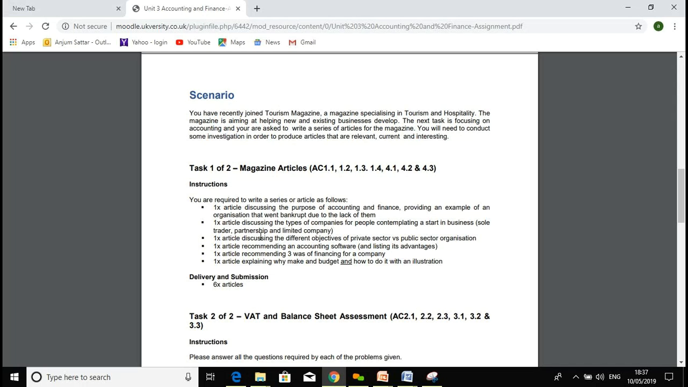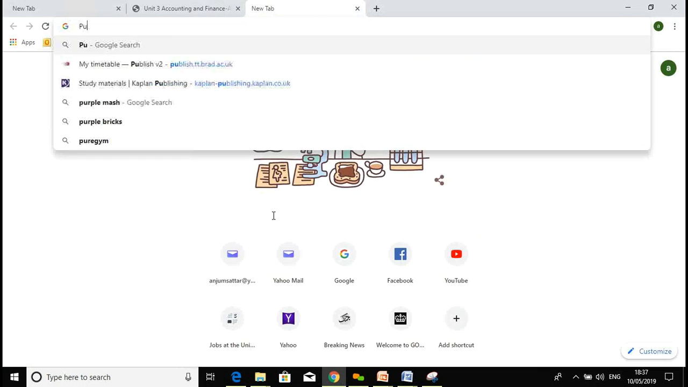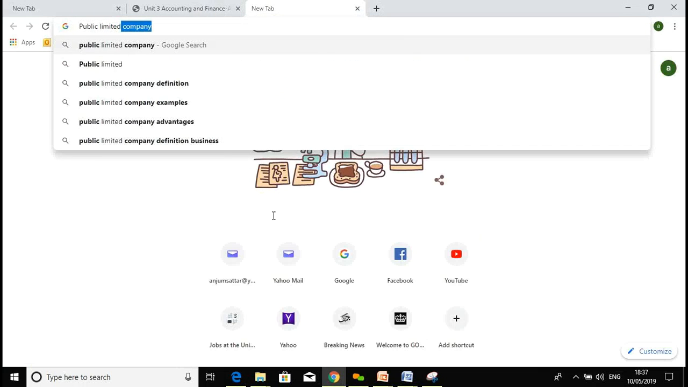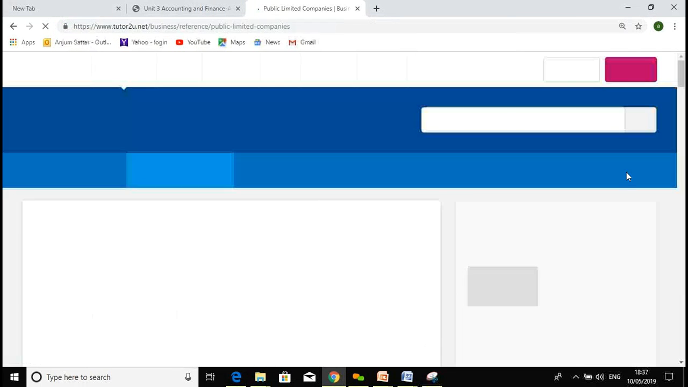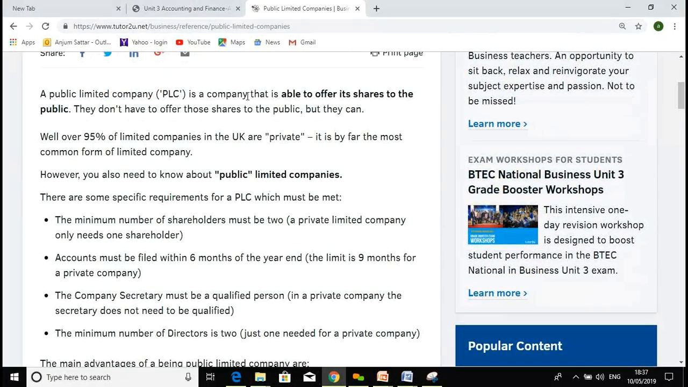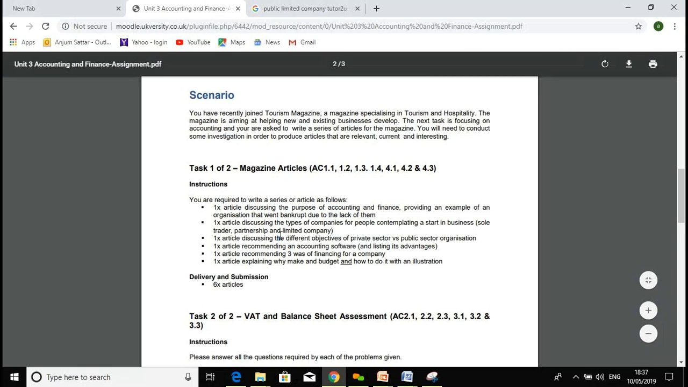The second article, we need to write about the companies, for people starting a business: sole trader, partnership, and limited company. Lesson one, which we discussed, so that's straightforward, we need to record it. If you want to find some information, if you type, you know, public limited, I can send you a few books as well. And if you type next to that, tutor, you can find it. So we can find what a public limited company is. So that will help to address this question, and we can get the information.